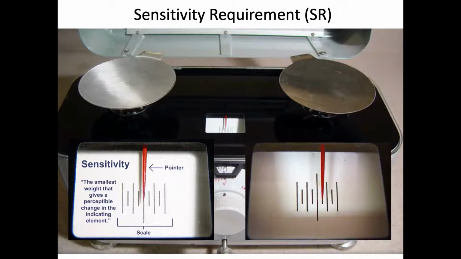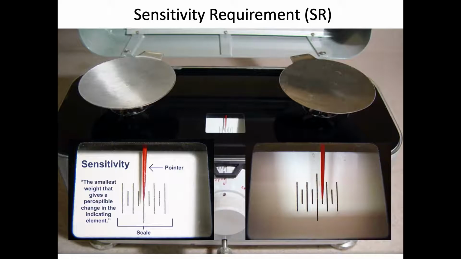Now, let's define the word sensitivity. This is important. We're going to define sensitivity as the smallest weight that gives a perceptible change in the indicating element. So it doesn't matter whether the change is to the left or to the right. What it means is there is enough of a weight difference that the pointer moves a perceptible amount. And here's what we're going to say. The perceptible amount, to really say it's moved from the midline, has to be at least one of those markings.